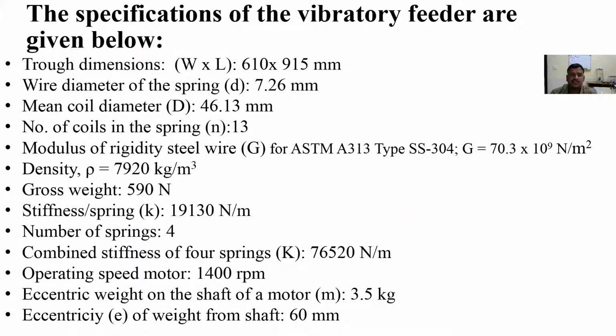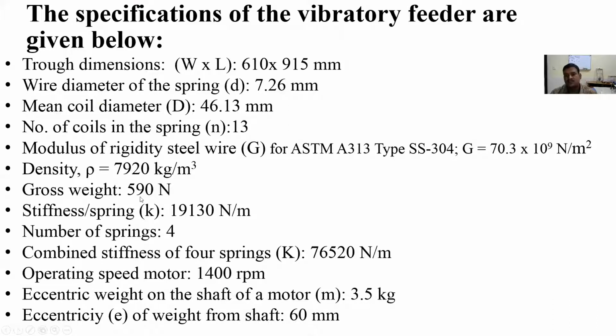Now the specifications of the vibrating feeder are given below. The dimension of the trough is 610 mm by 915 mm length. Wire diameter of the spring is 7.6 mm. Mean coil diameter is 46.13 mm. Number of coils in the spring is 13. Modulus of rigidity as per ASTM we have taken 70.3 × 10^9 Newton per meter square. Density 7920 kg per meter cube.